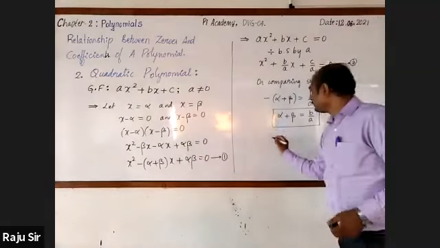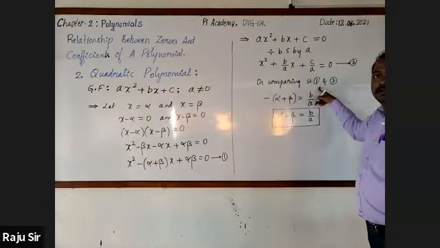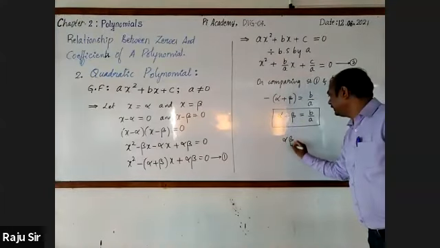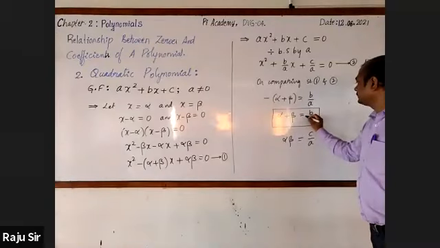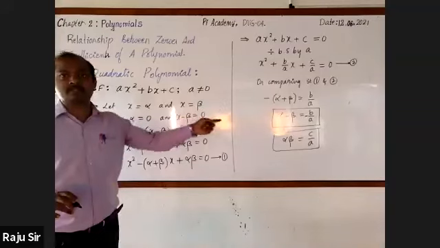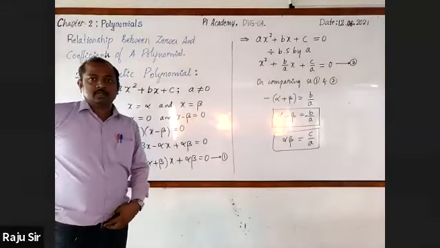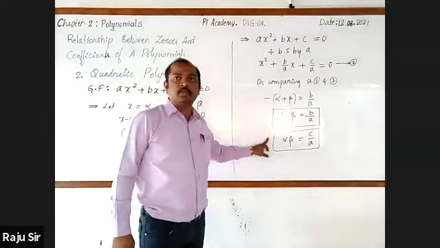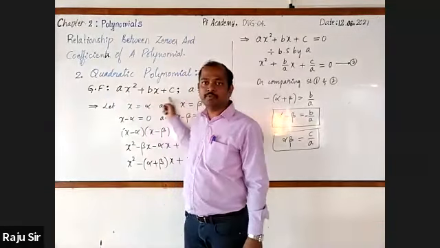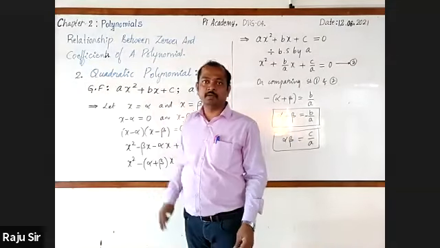Next, I'll compare the constants. Here, alpha into beta. Here the constant is c by a. Alpha into beta equal to c by a. These are the two important relationships. Each of these two will give the relationship among zeros and coefficients of quadratic polynomial.